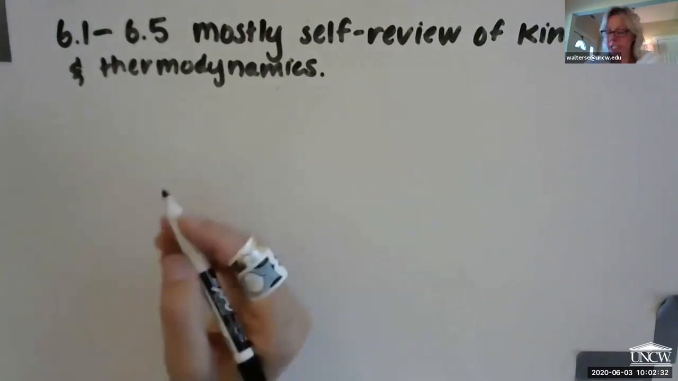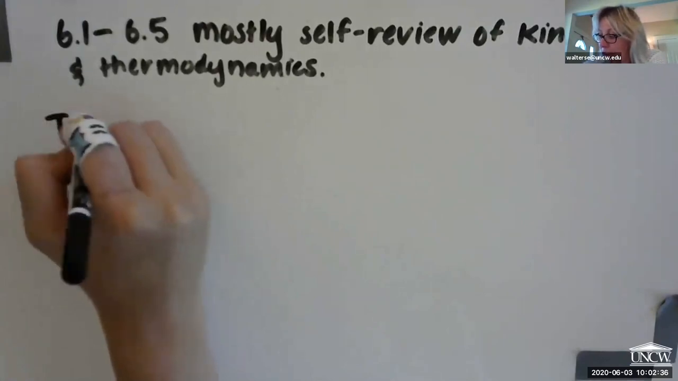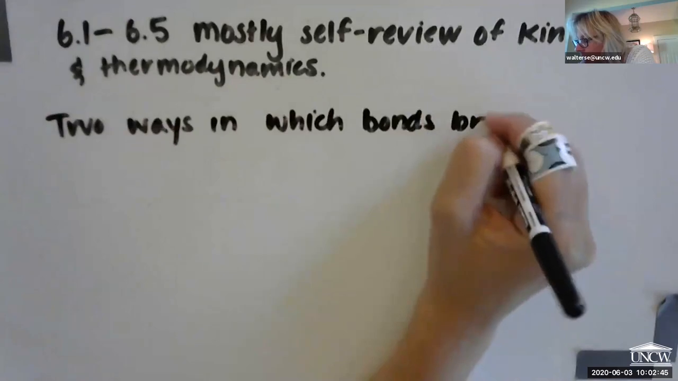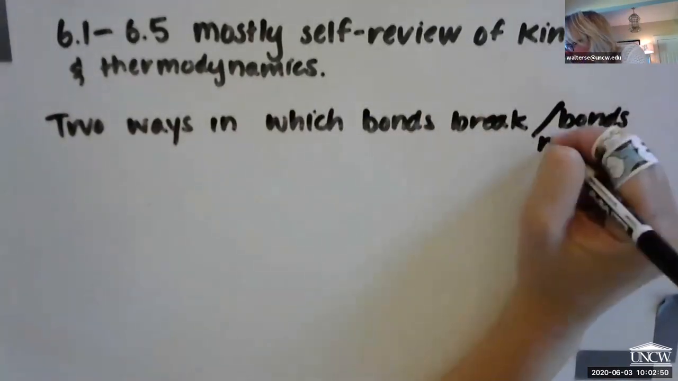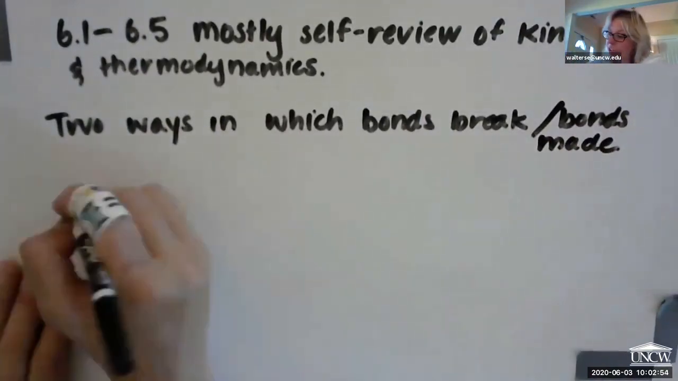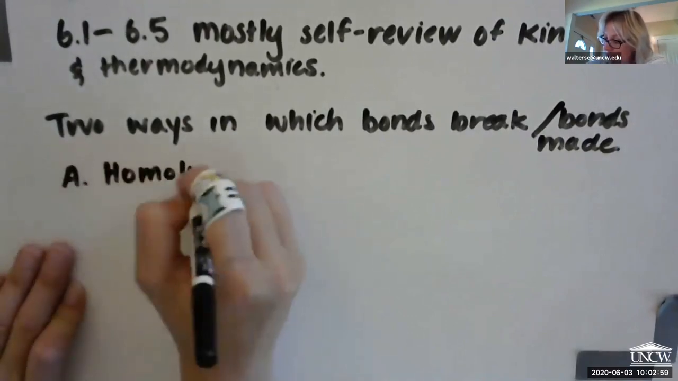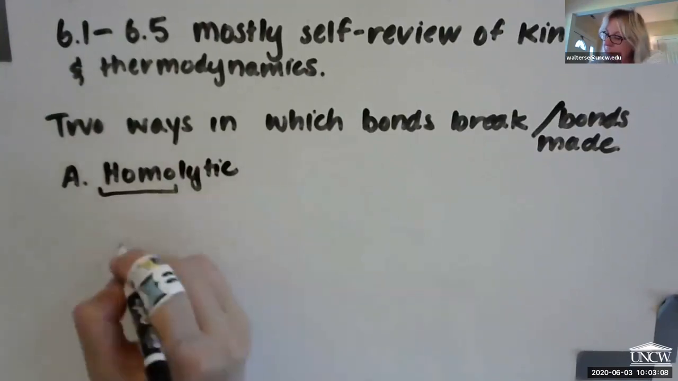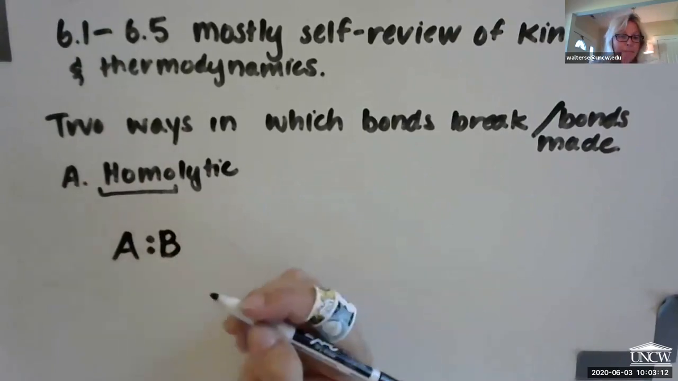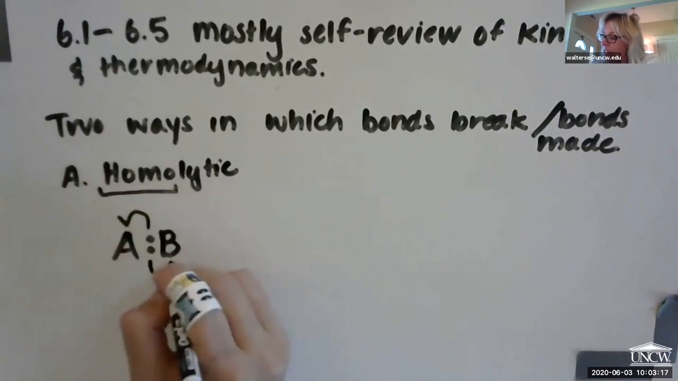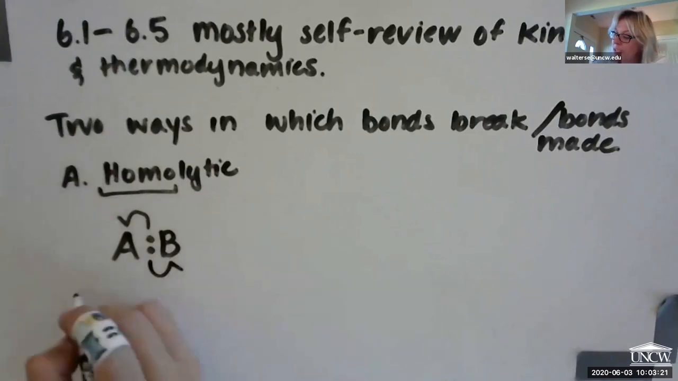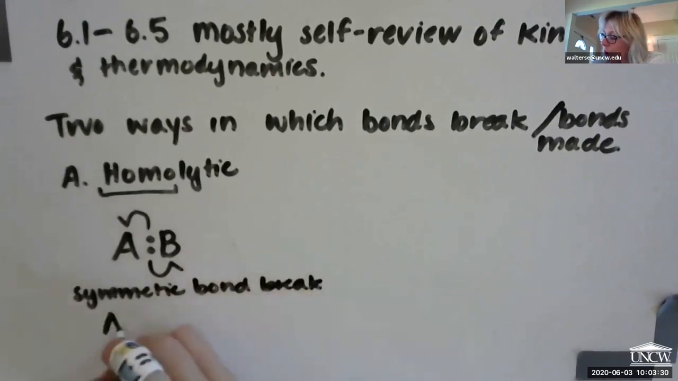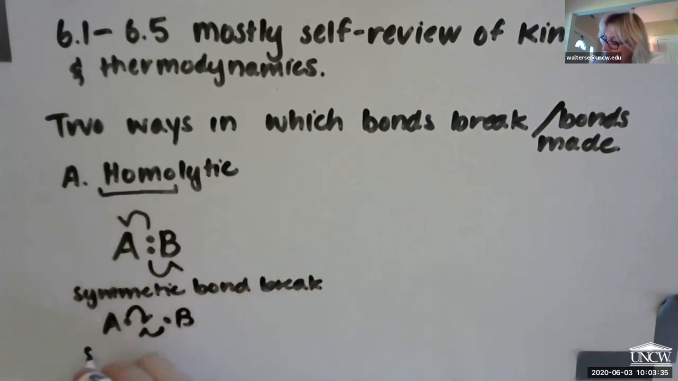Okay. So where we're going to start is we're going to start talking about the fact that there are two ways in which bonds break or are made. The first is called homolytic. The prefix homo means the same. So when we're talking about bond breakage, it means that the same thing happens on the left as what happens on the right. So we're going to get a symmetric bond break or we'd get a symmetric bond formation.